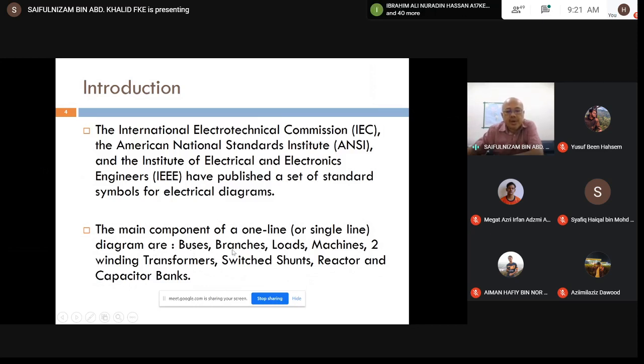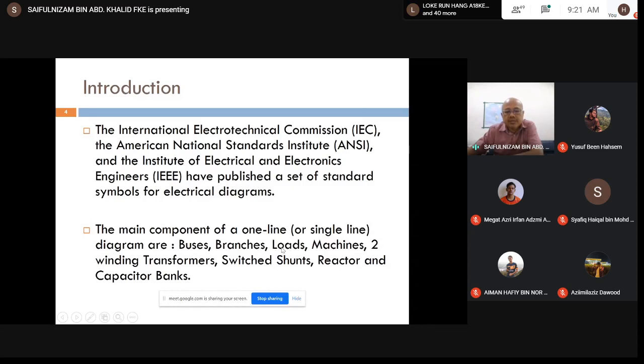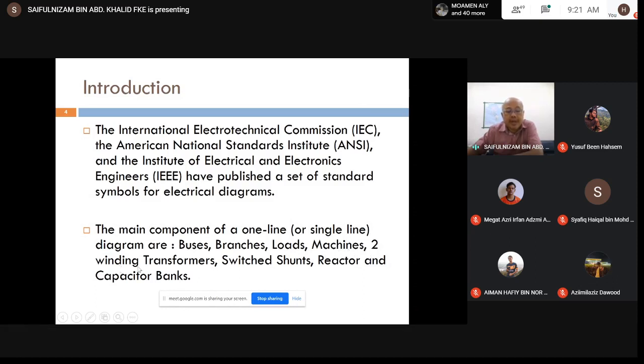These are the main components of a one line diagram or single line diagram. It consists of the buses, the branches, the lines, the interconnections, and the loads. Usually passive loads are used, which do not involve rotating machines. Then the synchronous machine, the two winding transformer, the shunt elements, the reactor and the capacitor bank. So these are all the components usually used in the one line diagram.